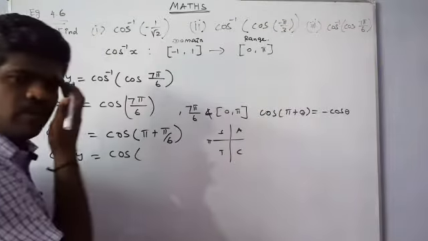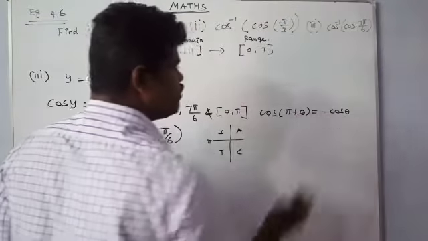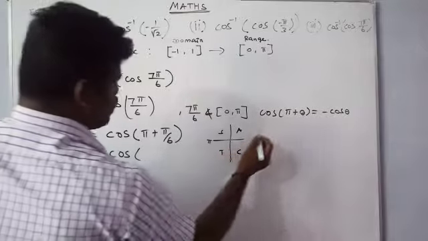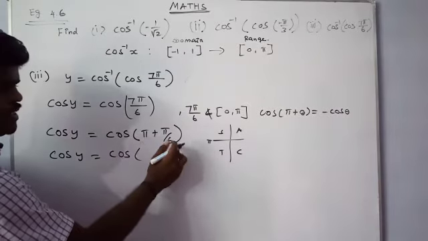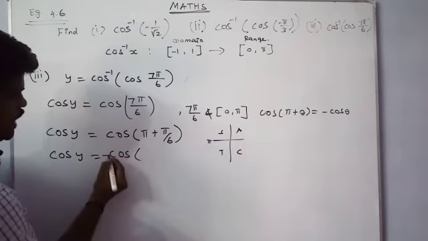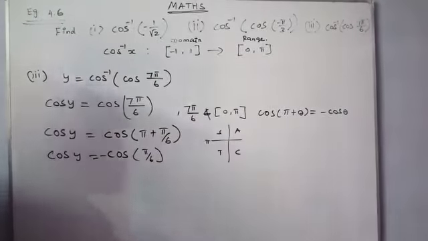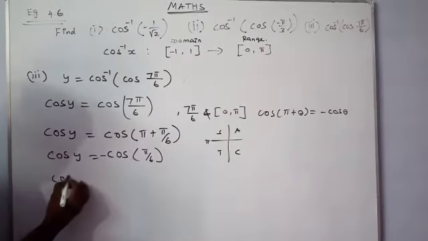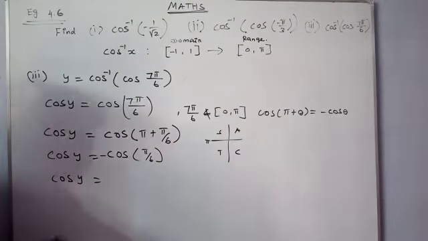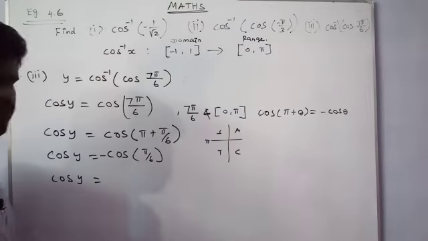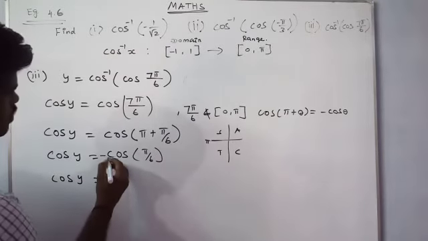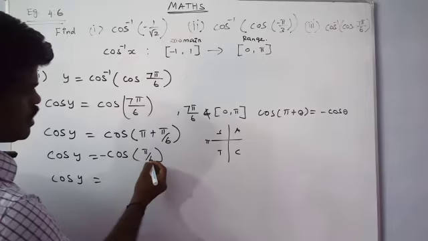This is the trigonometric formula. So, pi plus theta equal to minus cos theta. Here, pi plus theta means minus cos of pi by 6. Okay? Right. And cos y is equal to minus cos of pi by 6.